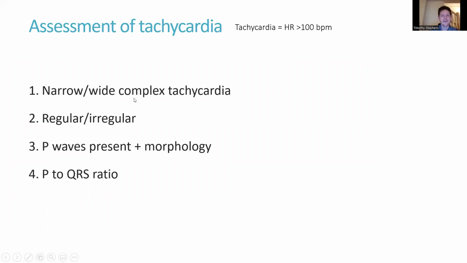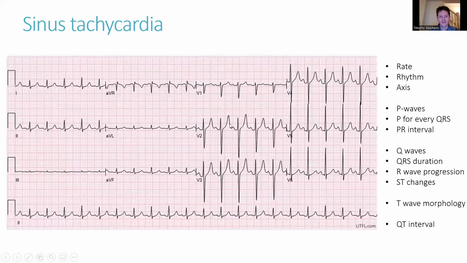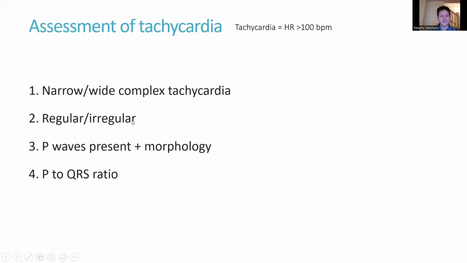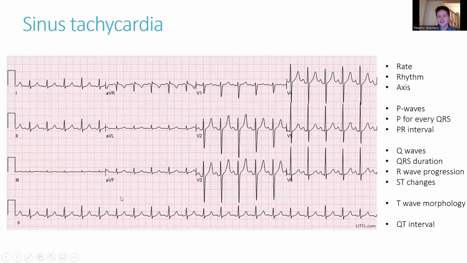So the first thing is that if there is a tachycardia, so the heart rate is more than 100, you want to know, is it a narrow or is it wide complex tachycardia? Now we know that's a narrow complex there. Is it regular or is it irregular? The one we just saw there is regular.